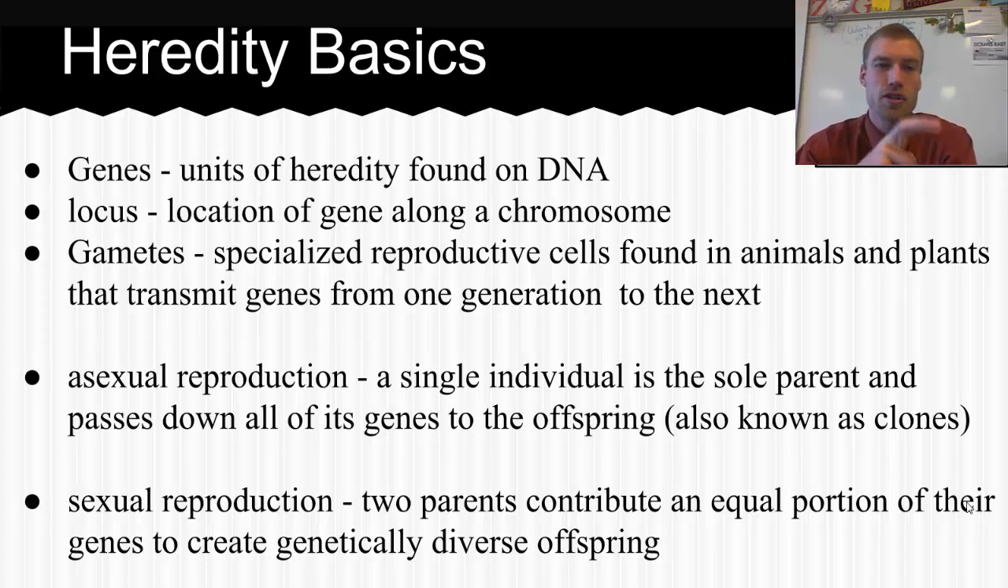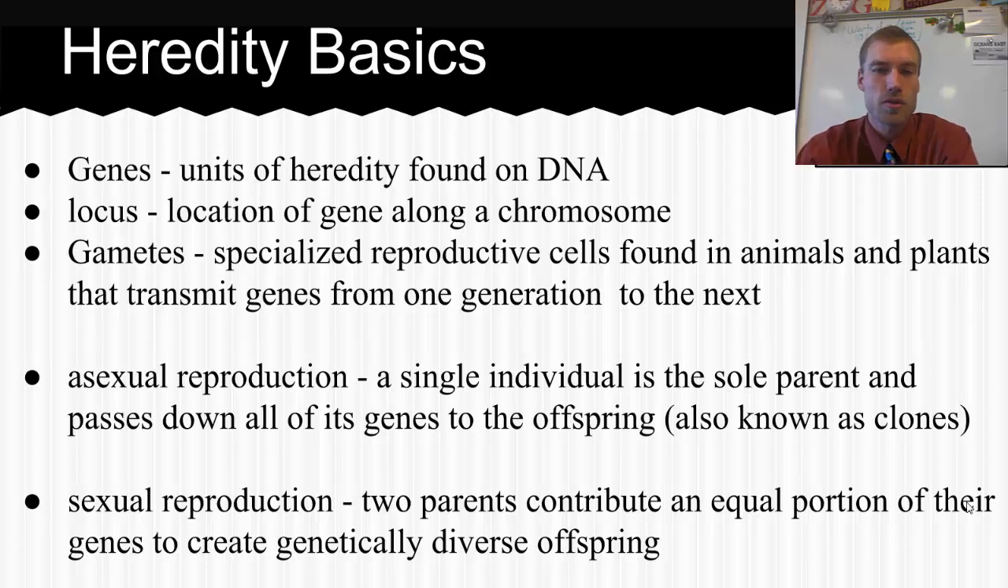There are two different types of reproduction. We've got asexual reproduction, where a single individual is the sole parent and passes down all of its genes to the offspring, which are sometimes called clones. And then we've got sexual reproduction, where two parents each contribute an equal portion of their genes to help create genetically diverse offspring.